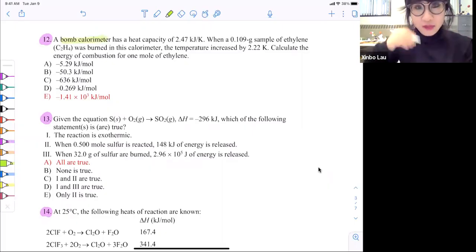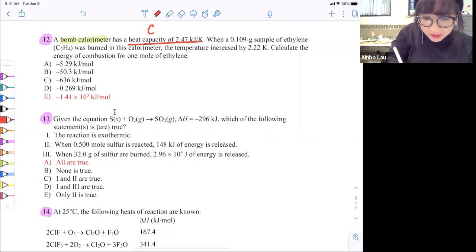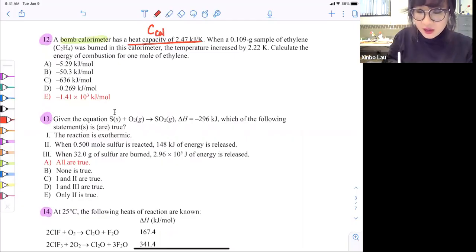Okay, so back to this question, it's telling us there's a bomb calorimeter and it has a heat capacity. That heat capacity is for the calorimeter, so that's the information for our calorimeter. That's what we're going to use.